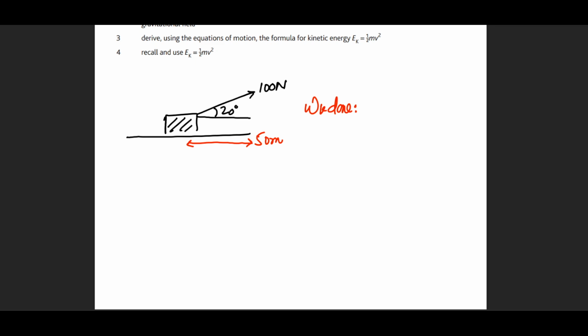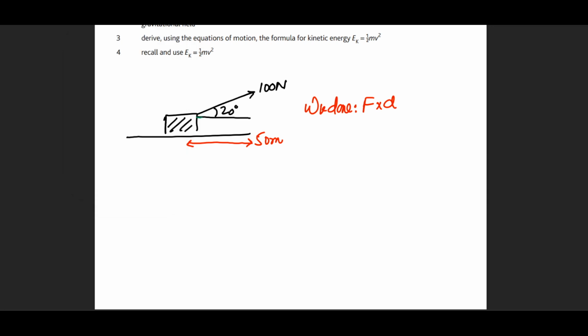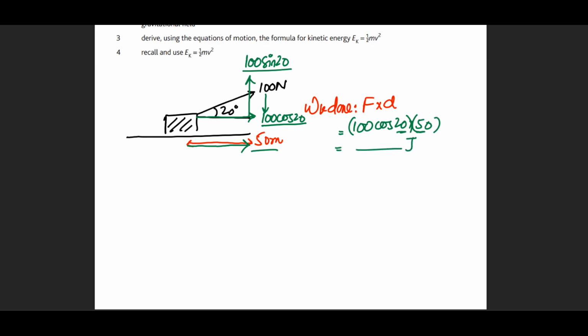So we know that for the work done, F and D should be in the same direction. So the component along the x-axis will be responsible for the work done. We need to find the component of 100 newtons in the direction of the distance covered. That will be simply 100 cos 20. Notice that there is another component in the upwards direction, that is 100 sine 20. That is not going to cause work done because the distance is being covered in the other direction. So only 100 cos 20 will be involved in this. So this will be 100 cos 20 multiplied by 50. Please be advised, use brackets so that the calculator does not confuse this angle with this one, and you can find your answer in joules.